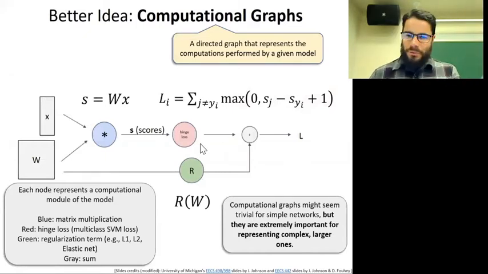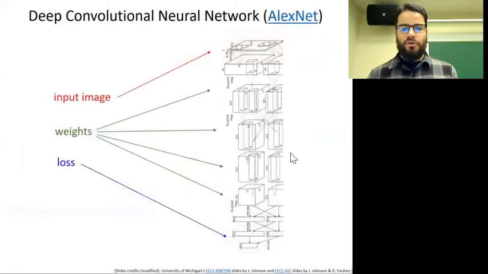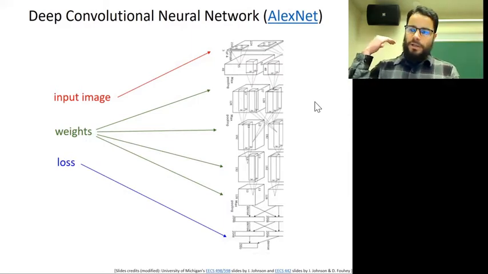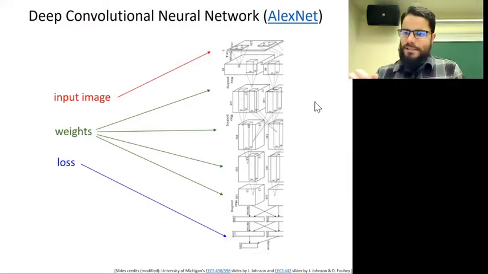Well, when I show you this computational graph, you might think, okay, this is super simple. Why is it necessary, right? Computational graphs might seem trivial for simple networks such as this one, but they are extremely important for representing complex, larger ones. If you were to consider, for example, AlexNet, there are not only the input image, but a lot of different weights, a lot of different activation functions. The loss function comes at the end, and it's problematic to calculate it manually.